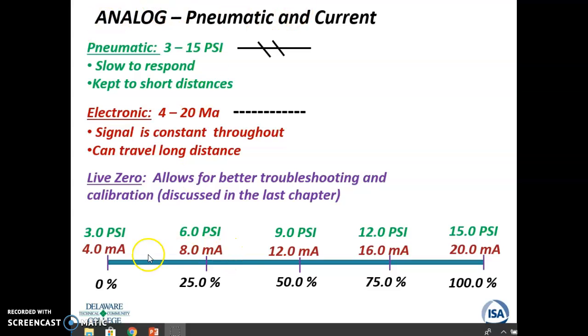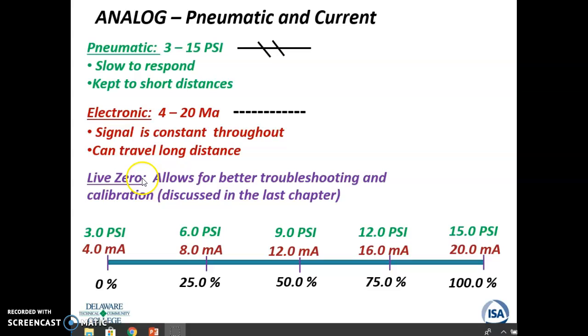Now again, we want to remember, when we talk about the scaling, we're just going to take 0 to 100%, okay? So 0 is always 4 milliamps or 3 psi, and 100% is always 20 milliamps or 15 psi in this particular instance. And again, from the transmitter, it's always going to be 4 to 20. Now, if you have a pneumatic signal, this is just a refresher from the last chapter, the last PowerPoint. It is slow to respond, and it's kept to short distances, okay? But electronic is constant throughout, and it can travel a long distance. And again, we're going to use electronic to go to the controller.